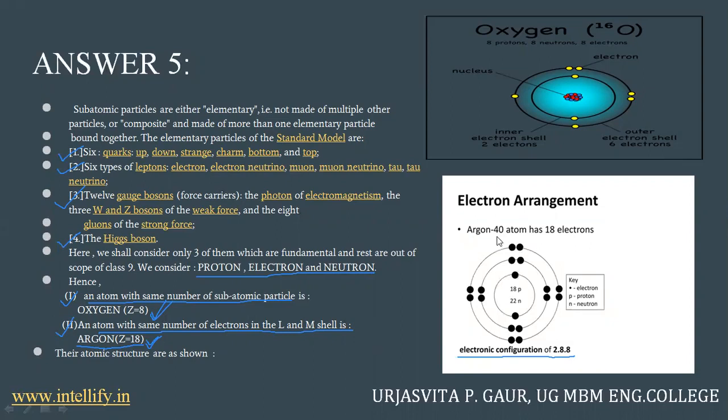Then we move on to the next electron arrangement, which is that of the argon 40 atom. It has a total of 18 electrons, in which you can see that the innermost K shell has 2 electrons, the L shell has 8 electrons, and the M shell again has 8 electrons. This satisfies the condition of the question and also satisfies the octet rule, wherein if the last valence orbit is filled by 8 electrons, it has the most stable configuration.